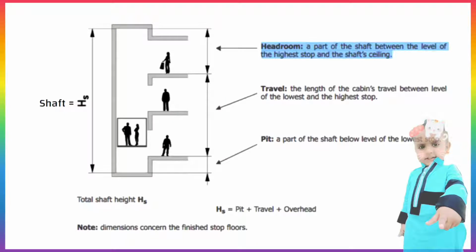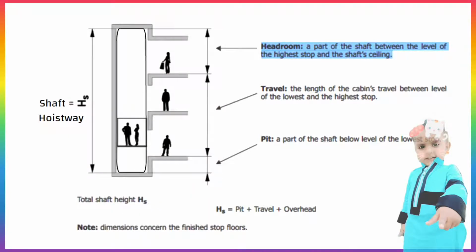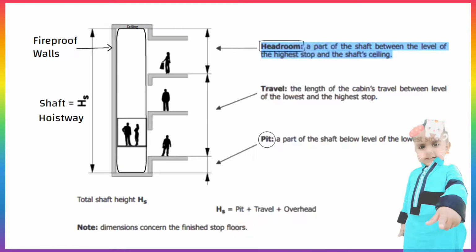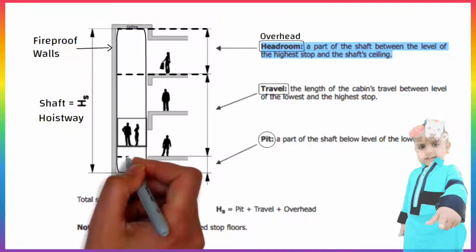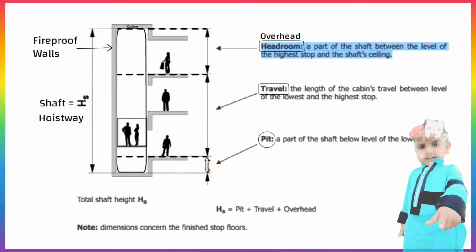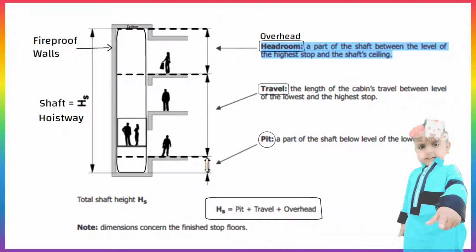Shaft. It is also known as hoistway. It is the space in which one or more elevator cars move. This space is enclosed by fireproof walls, pit, and ceiling for the travel of one or more elevators. Headroom. It is also known as overhead. It is a part of the shaft between the level of the highest stop and the shaft's ceiling. Travel height. It is the length of the cabin's travel between the level of the lowest and the highest stop. Pit. It is a part of the shaft below the level of the lowest stop. So if we want to calculate shaft height, it is equal to pit plus travel plus overhead.